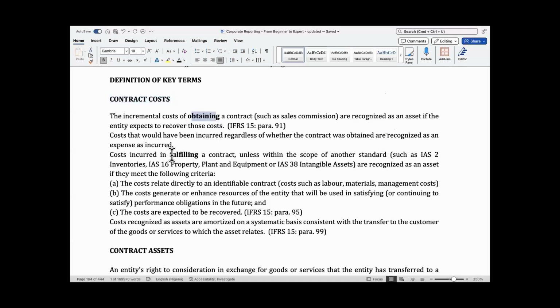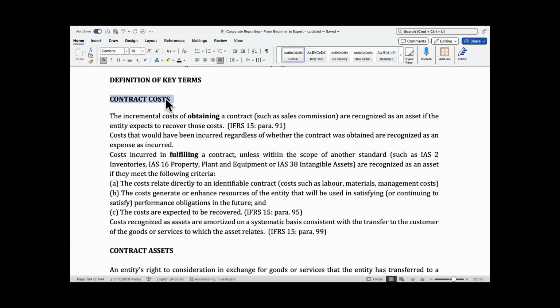And after you have gotten the contract, you need to incur costs to achieve the objective. So the key thing is that with these contract costs, are you expensing them or are you capitalizing them? For most contract costs, when it will take a long time to deliver the project, all the costs you are incurring, you should be capitalizing them.